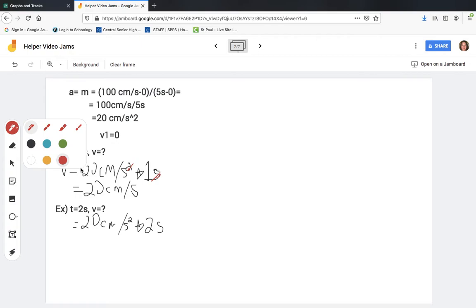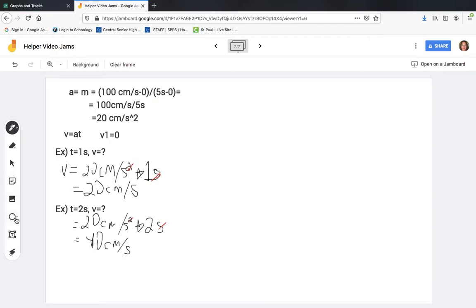And again, the 1 of the seconds cancels out. And I'm left with 20 times 2, which is 40 centimeters per second. So as predicted, the speed is increasing. And we notice every second it's increasing by 20. So we can make a prediction.